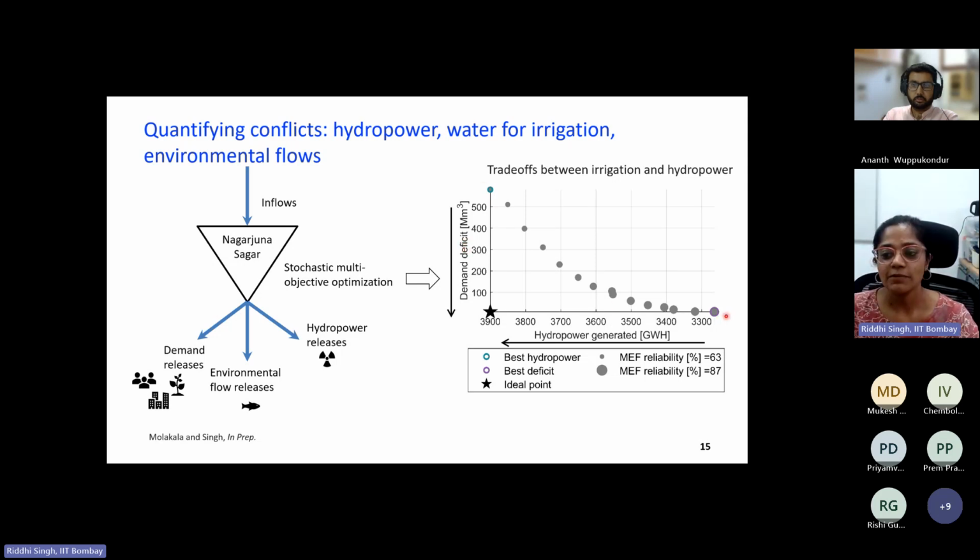What is the use of this type of analysis? Here we are showing you, on the right side, the trade-off between hydropower and demand deficit, the shortage of water which could be supplied for irrigation and domestic needs. And you can see that if you maximize your hydropower production at 3,900 gigawatt hour, you have 500 plus million meter cube of demand deficits and vice versa. So this kind of information can be used by the operator to think about how they want to operate and which part of this trade-off space they want to be in.